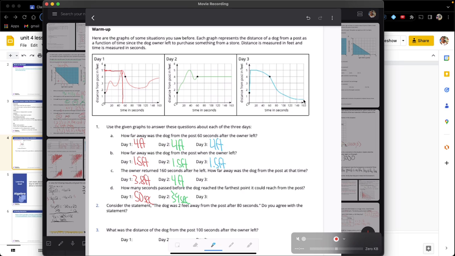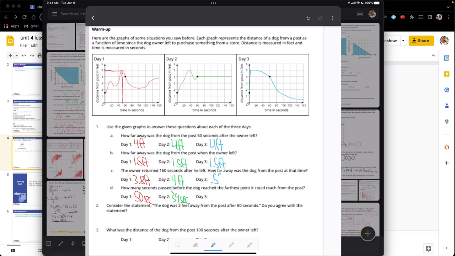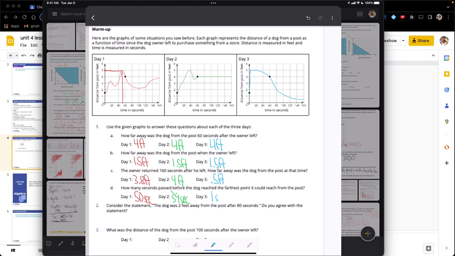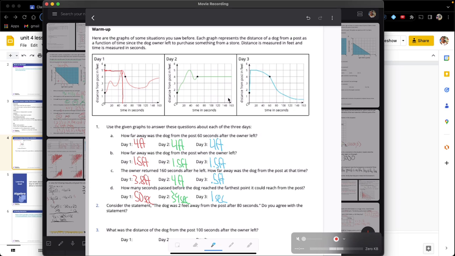160 seconds. So it looks like it's right here. All right, that looks about halfway between 0 and 1 feet. So we'll say that's a half a foot, 0.5 feet. And then how many seconds passed before the dog could reach its farthest point from the post? So that's about right here, and that's like way at the beginning. It's really close to 0. So I'm going to estimate that at about 1 second. Okay. So we just answered those questions based on these 3 graphs here.